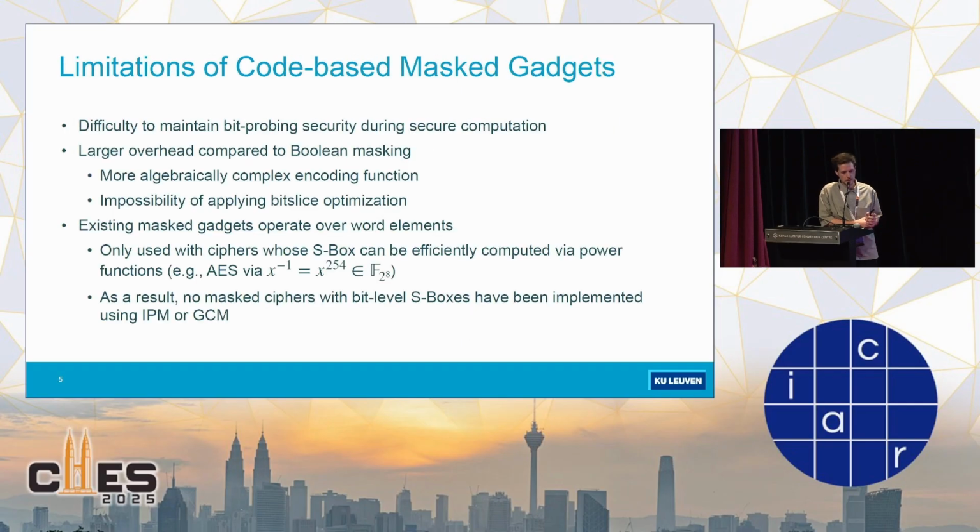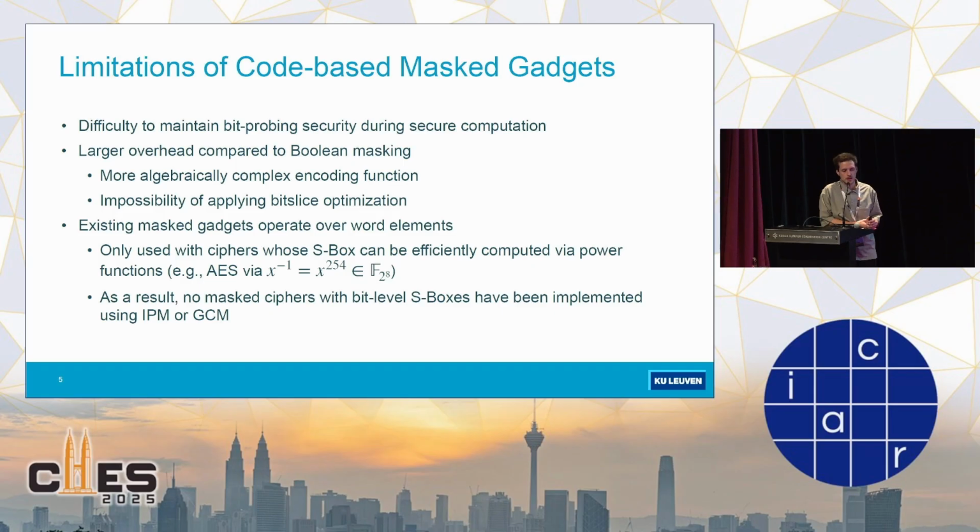But there are limitations with the existing code-based masked gadgets. The first is that it is difficult to maintain this bit probing security during secure computation. And it has a larger overhead compared to Boolean masking. One reason is obvious: you're using a more algebraically complex encoding function, so you have some overhead. Another reason is that it's at the moment not possible to apply the bitslice optimization, which with Boolean masking you often like to use.